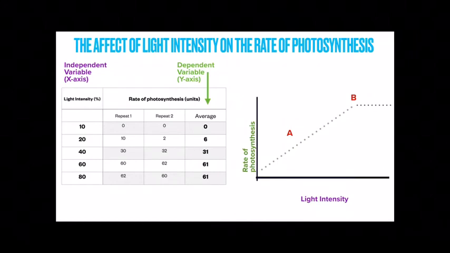At B, the light intensity is no longer a limiting factor. And I know that because if I increase the light intensity further, there's no increase in the rate of photosynthesis, it stays the same. So at B, I can rule out light intensity. It's no longer the limiting factor, and it's one of the two other limiting factors. So it's either being limited by the temperature or by the carbon dioxide concentration at point B.